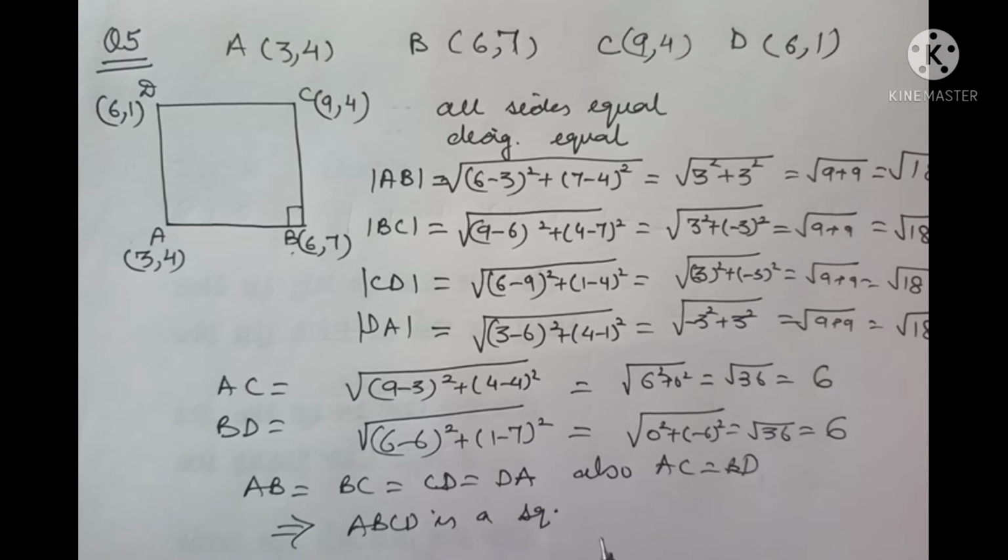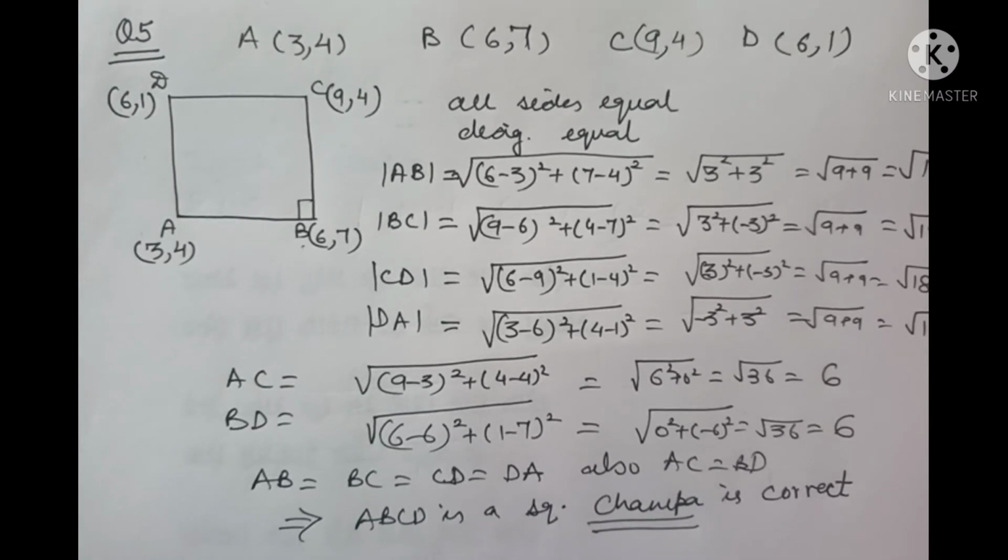Chameli disagrees that it is a square, right? Champa said it's a square. So we can say that Champa is correct. So there might be half a mark for writing this name. Be careful, especially in subjective questions. So I hope you get it.